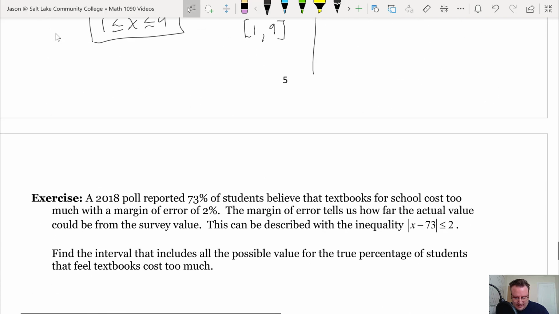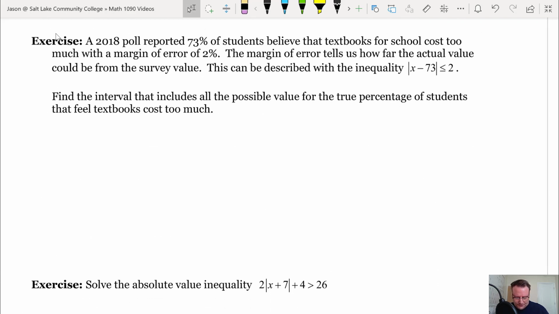We'll see here in this example, this exercise. A 2018 poll reported 73% of students believe that textbooks for school cost too much, with a margin of error of 2%. So this is a pretty common result you get from doing some kind of statistical analysis of some data. The margin of error tells us how far the actual value could be from the survey value. So think of it like distance, how far. So absolute value is great for measuring distance.